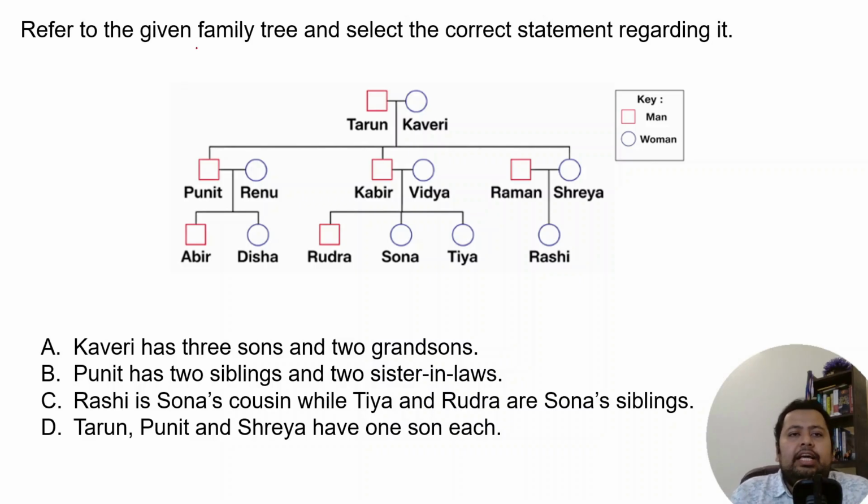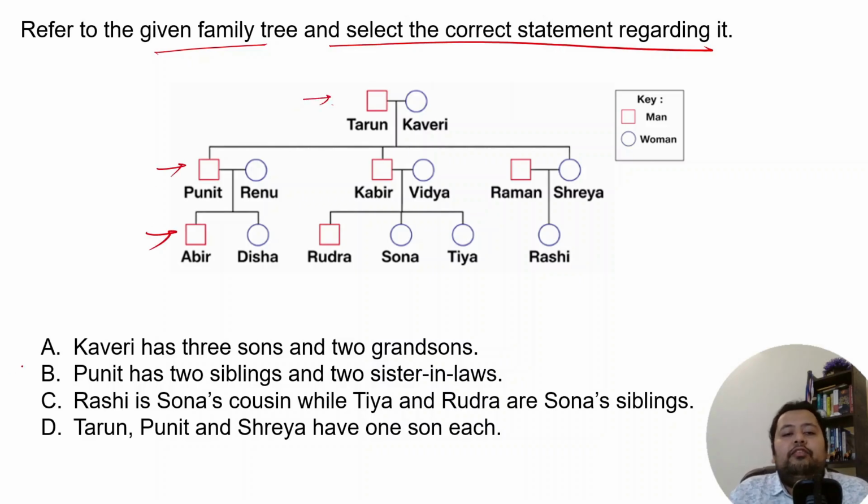So here you have to see the family tree and select the correct statement regarding it. So here you have again three generations that you can see. What you have to answer is which of these options is correct. Whichever option is correct, you have to choose. Go to the comment section and let me know the answer.